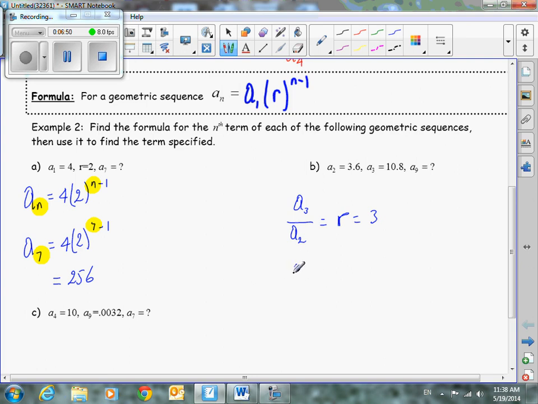Now, a quick question for you. What if I say A9 over, pick A2 or A3? Over A3 is equal to what? Think before you answer, please. A9 over A3 is equal to what? Instead of 1/3 R, it's something else.